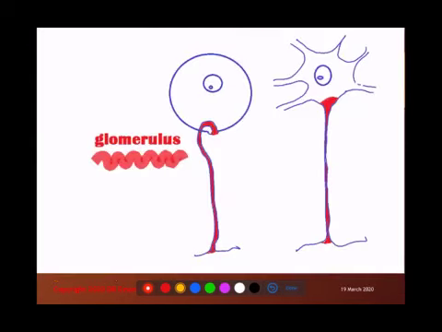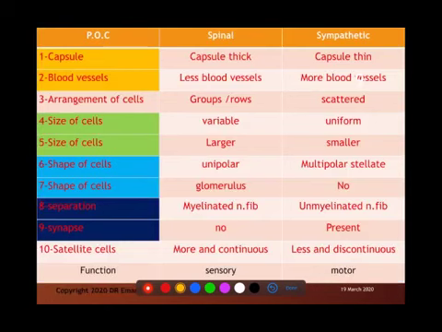Now, this is the glomerulus. This is the curve which forms a rounded globular structure. This curve is called glomerulus, folded like this, like a glomerulus, and here it is straight. This is the total picture of the differences between the spinal and sympathetic, and it is a very important short question. Very important.